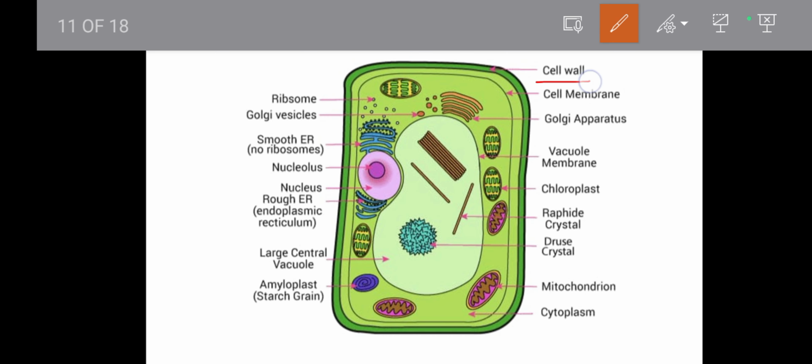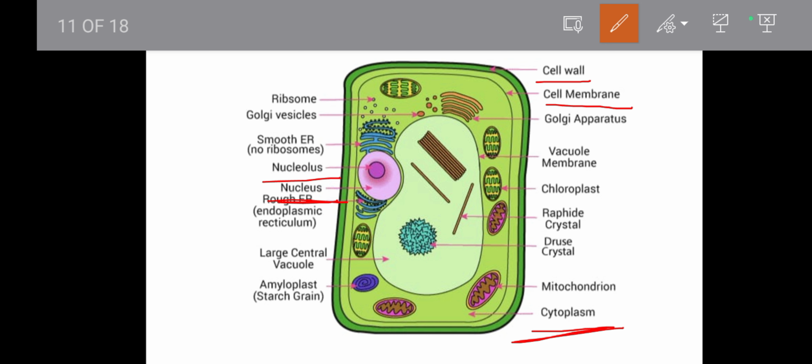Cell wall is the outer covering of plant cell, which is composed of cellulose, hemicellulose, lignin and pectin. Cell membrane surrounds the cytoplasm. Cell membrane is made up of phospholipid bilayer and proteins. Cytoplasm is a gel-like matrix which contains all the cell organelles. Nucleus contains genetic information and also contains nucleolus.